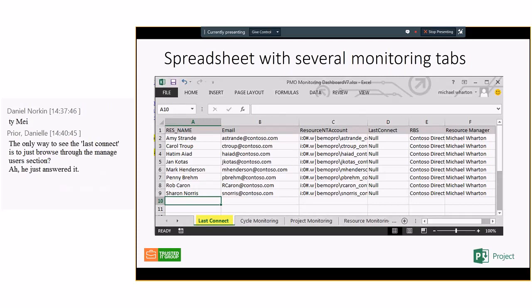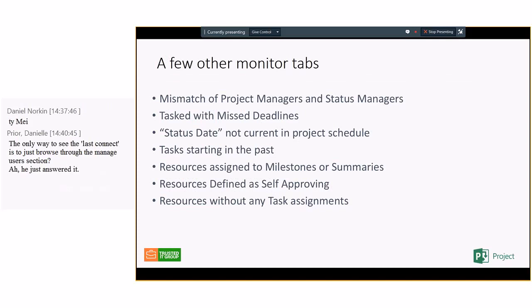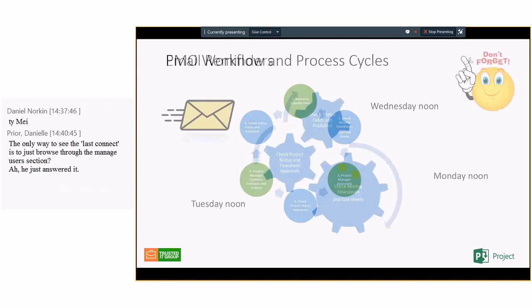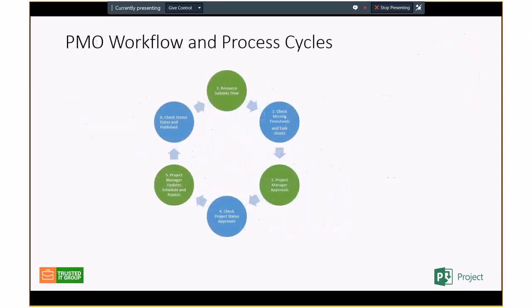And here's just some other things that you can monitor. So after you monitor it manually, you might look at your process workflows, and that's what I'm just showing here. Is resource submits time, something checks the time sheets, task sheets, make sure they're submitted, project manager approves. So you have these events.